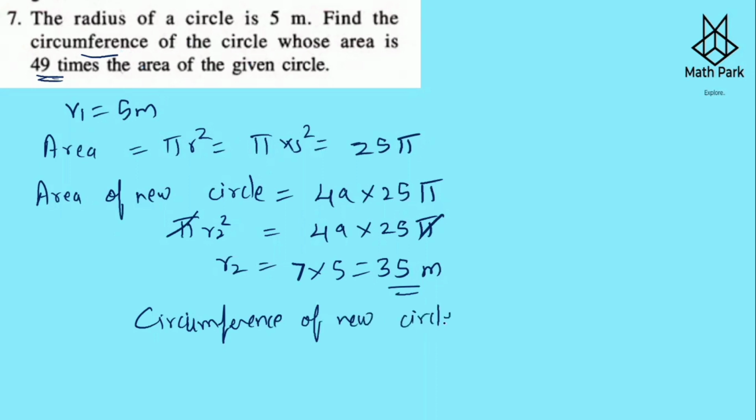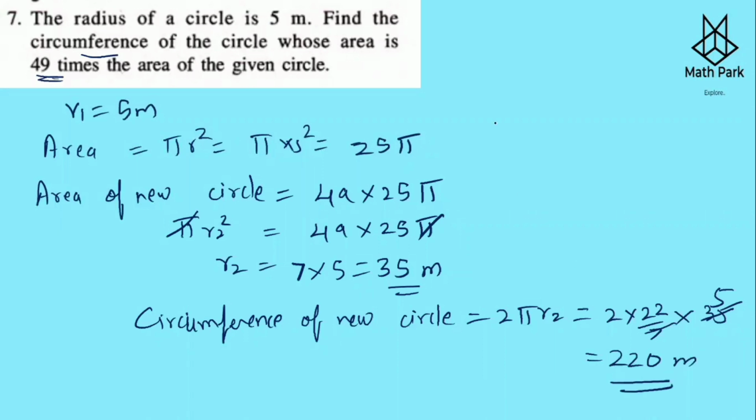Circumference is equal to 2 pi r2, which is 2 into 22 by 7 into 35. 7 5s are 35, 5 2s are 10. 10 times 22 is 220 meters, the circumference of the new circle.